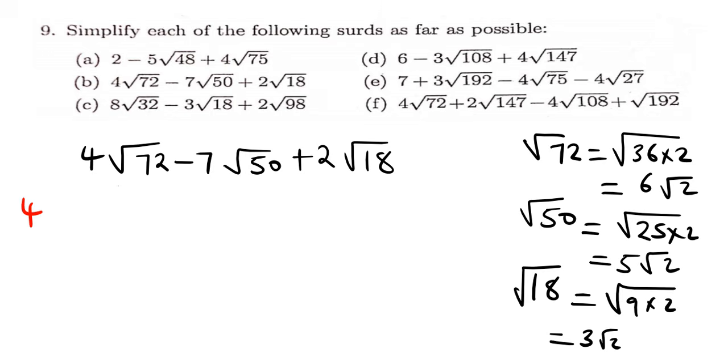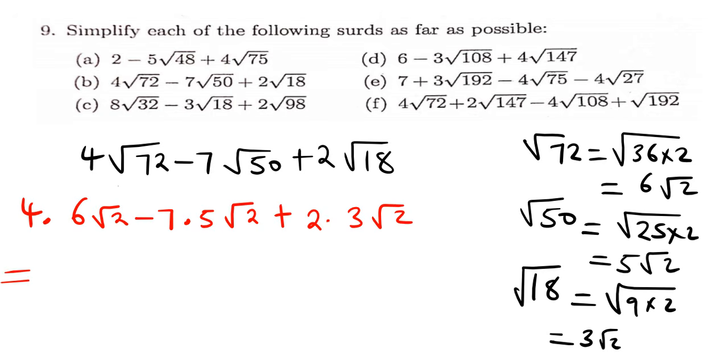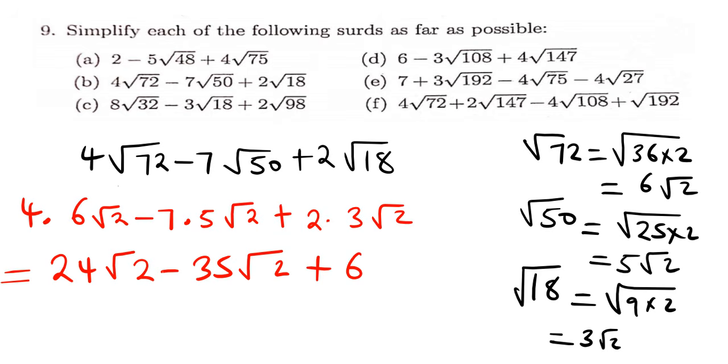So I've got a 4. Where the 72, we're replacing 6 root 2, minus 7. Where there's a 50, we're replacing 5 root 2, plus 2. Where there's 18, we're replacing 3 root 2. Then we just simplify. 4 multiplied by 6 gives us 24 root 2. Then minus 7 multiplied by 5, that is a 35. So 35 root 2, plus 2 multiplied by 3, that is a 6 root 2.